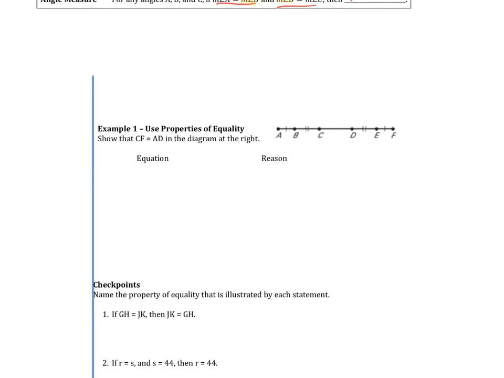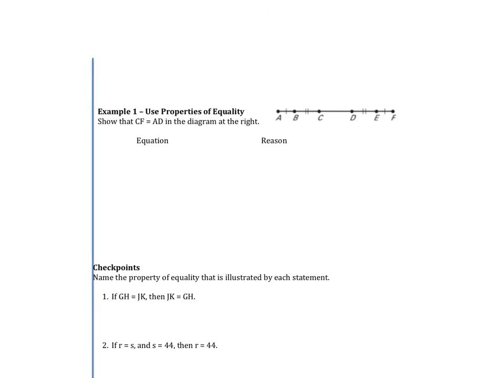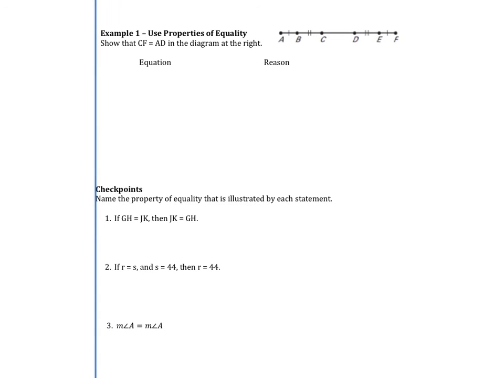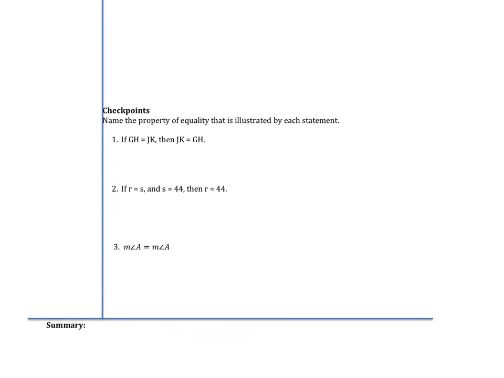Okay. Example 1, it says show that CF is equal to AD in the diagram at the right. We're going to actually skip this because this actually comes up again in the next section of proof. So we may come back to this in class, but for the video portion, I'm going to skip it.